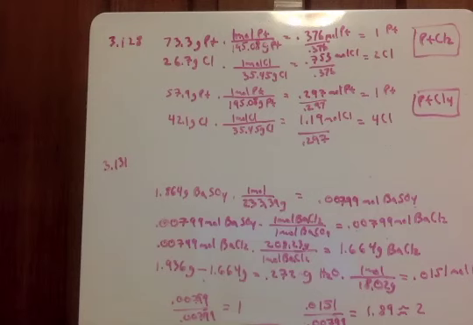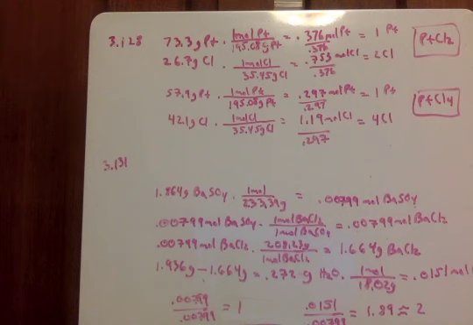Here we have the 3.B.1 homework, 3.128, 3.131, and 3.132. Starting at the top with the platinum chlorine compounds. We have two platinum chlorides that we need to find the formula for. So we're going to do our classic percent to mass, mass to moles, divide by smallest, multiply to whole.